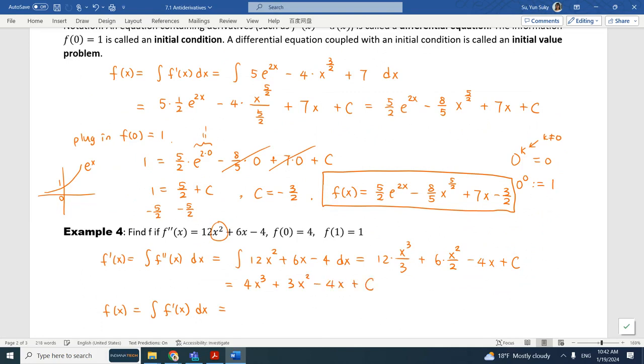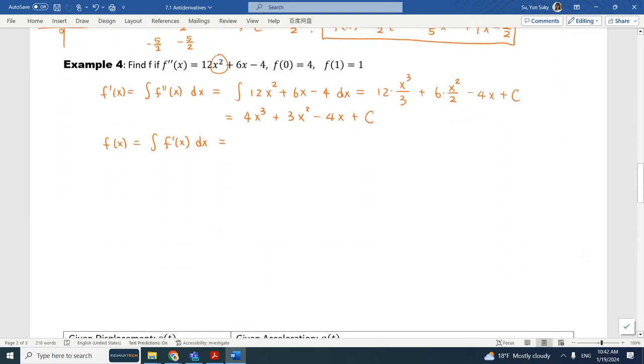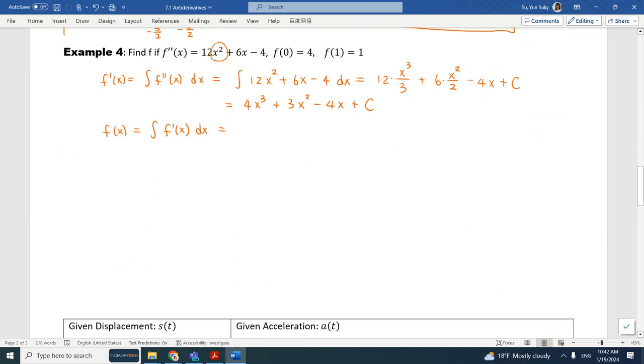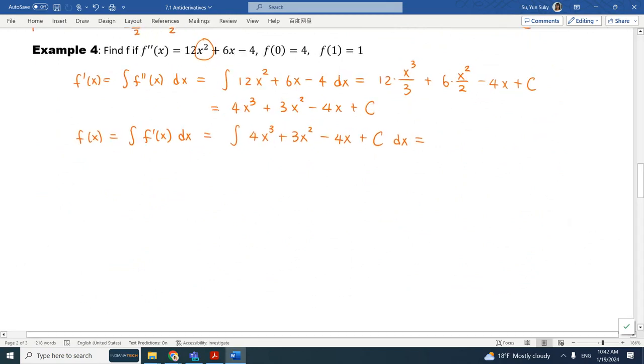So this is the first derivative. Is everybody okay with this step? Okay, then the function is the integral of the first derivative. So the integral of 4x cubed plus 3x squared minus 4x plus c dx. Okay, what is the integral of 4x cubed? What's your name? Sarah. What's the integral of 4x cubed? Yeah, very good.